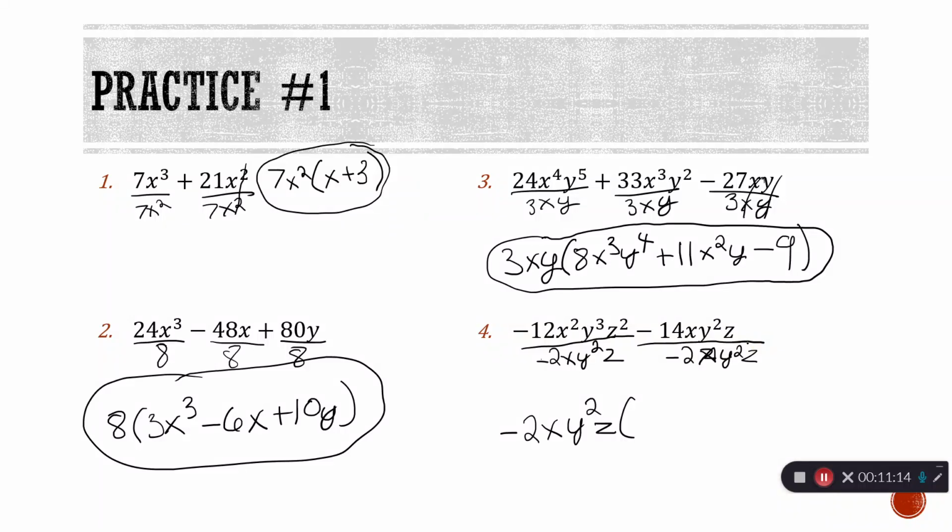So, okay, so let's do this. -12 divided by -2 is a positive 6. X squared divided by x is x. Y to the 3rd divided by y to the 2nd is y. Z to the 2nd divided by z is z. And -14 divided by -2 is a positive 7. And x divided by x, those cancel. My y's cancel, my z's cancel.